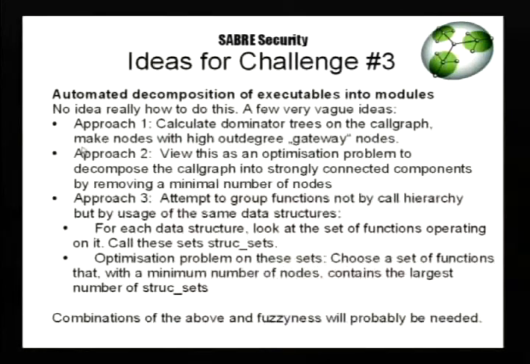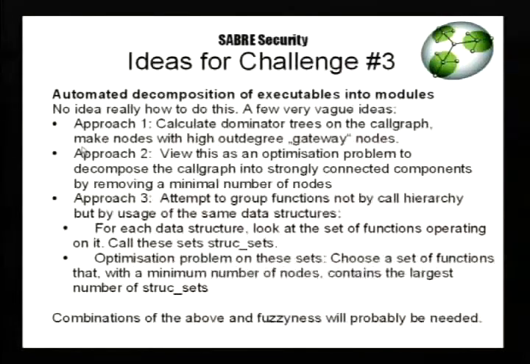So basically, I'm not sure whether this will work, but one could try to just calculate a few dominator trees at different points in the call graph, and then take those nodes with a very high out degree and declare them to be gateway nodes to a module. Don't know whether that'll work.